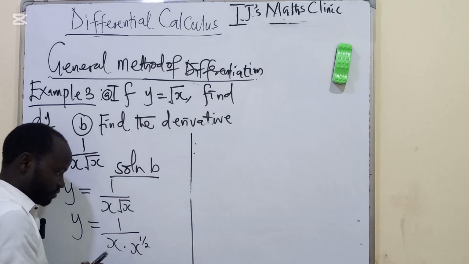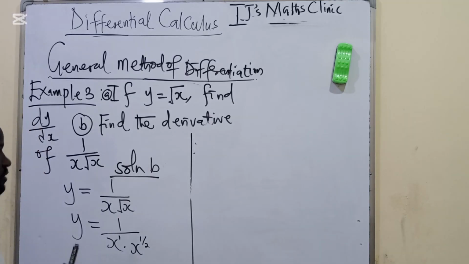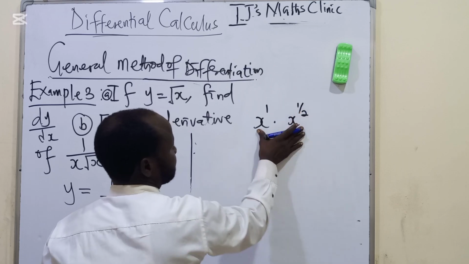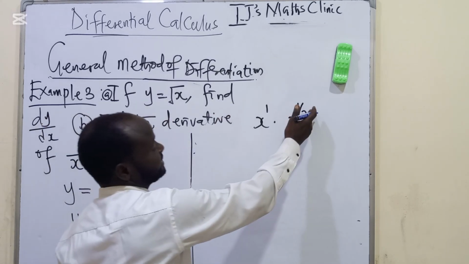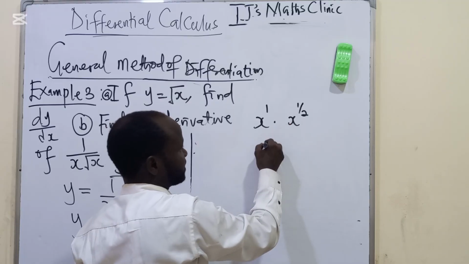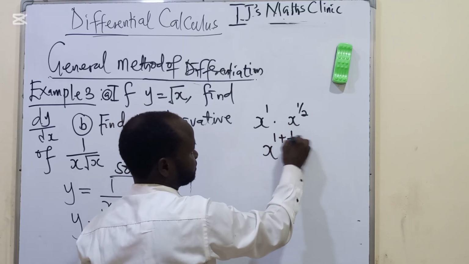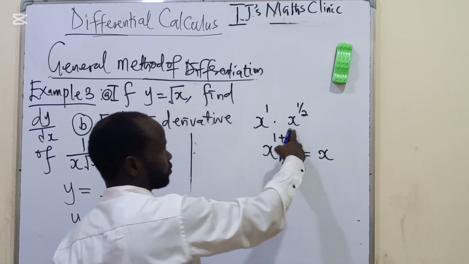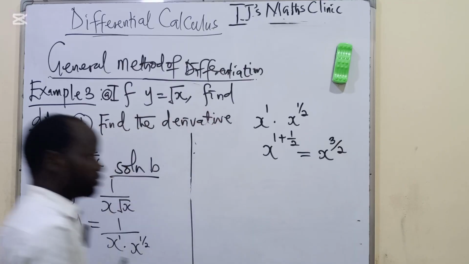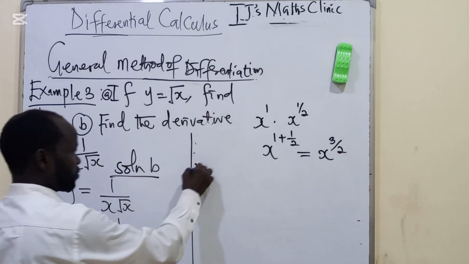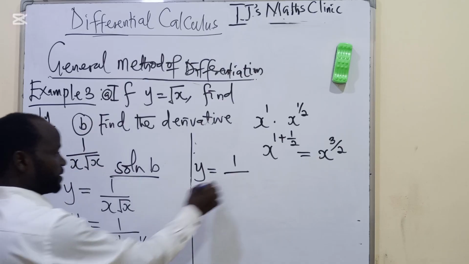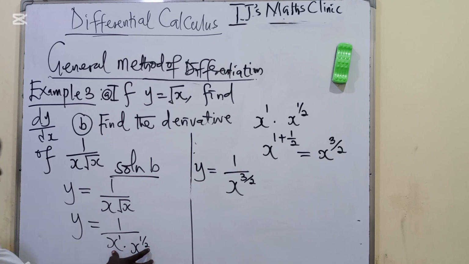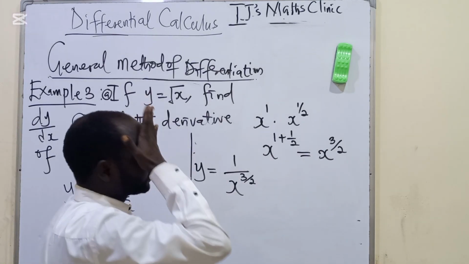Then we apply the multiplication law of indices here. This x has a power of 1. So if we have x power 1 times x power a half, the bases are the same. We can add the powers since we are multiplying. Pick one of the bases, that's x power 1 plus 1 divided by 2. This is very simple. 2 times 1 is 2, plus 1 is 3. That will be 3 divided by 2. So it means this will now be y equals 1 divided by x power 3 divided by 2. Very important. So when we multiply this, we'll have x power 3 divided by 2.